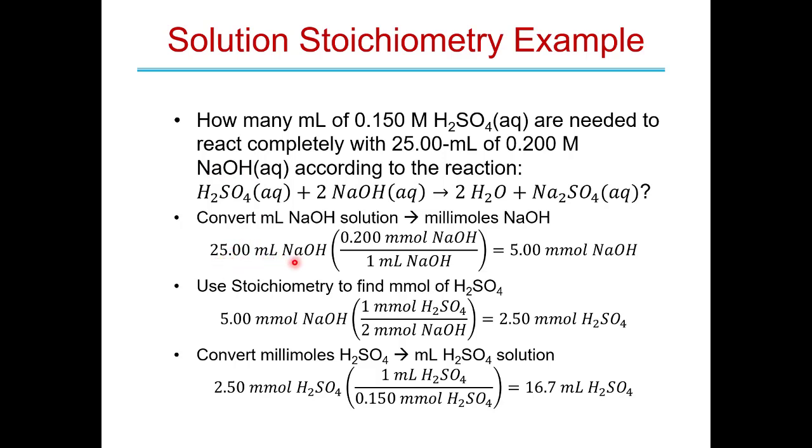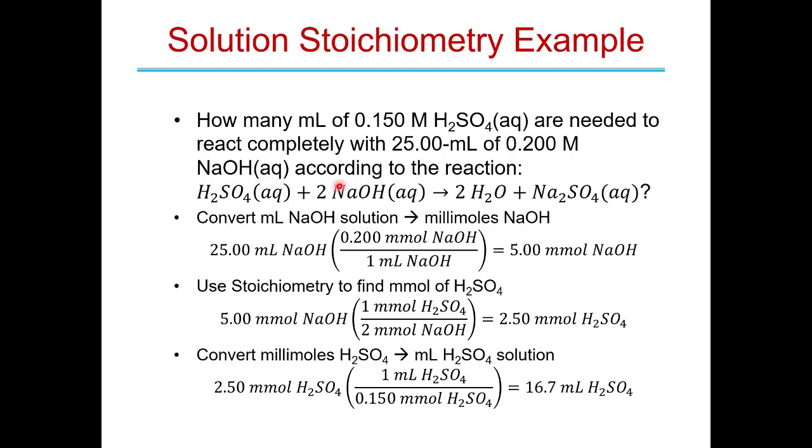So here we go. 25 milliliters of sodium hydroxide was our starting amount, and then we're going to use the molarity. So 0.2 millimoles of sodium hydroxide in every 1 milliliter of sodium hydroxide solution. So remember, molarity stands for moles per liter, but we can also think of this milli as canceling out. We can just insert that in there. So molarity is also millimoles per milliliter. And since we were given milliliters, it makes sense to use that unit. So you'll see that the milliliters of NaOH cancel out, and we know how many millimoles of sodium hydroxide we have, 5 millimoles.